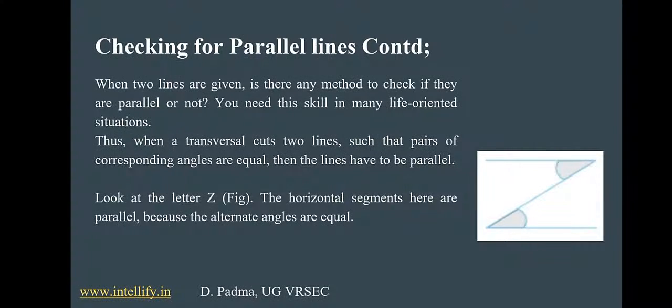Thus, when a transversal cuts two lines such that pairs of corresponding angles are equal, then the lines have to be parallel. For example, look at the letter Z here. It forms a letter Z. It means there are two parallel lines and a transversal is cutting the two parallel lines. The horizontal segments here are parallel because the alternate angles are equal. If the alternate angles are equal, then we can say these are parallel lines.